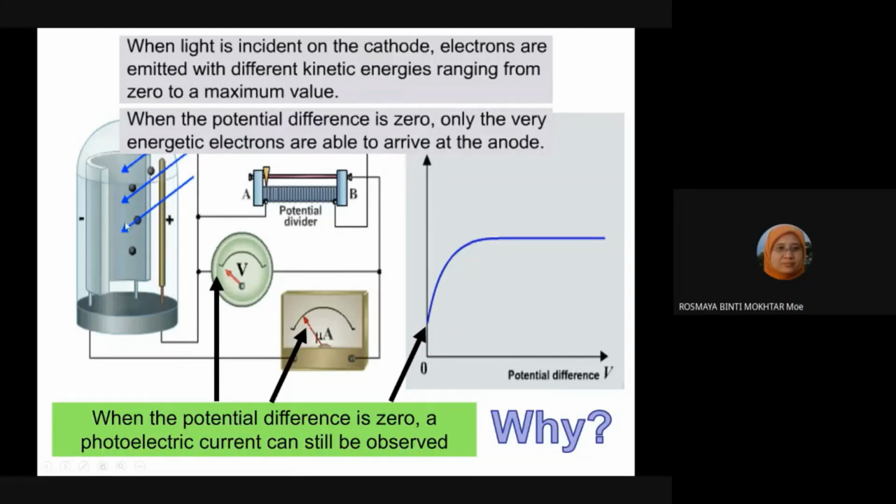Not all are able to arrive at the anode. So when the electrons are able to arrive at the anode here, then there is current, because this is a complete circuit, so the current can flow through the circuit. This is why the initial photoelectric current here is not 0. Still got a reading here. Okay, any problem with the first part? Okay, no question, so that means understood. So we go to the next part.